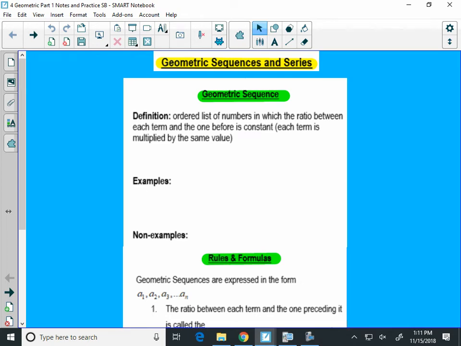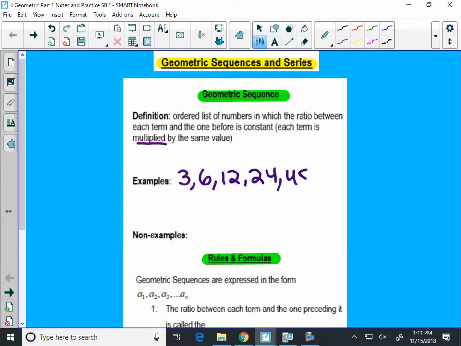So a geometric sequence is still a pattern, a list of numbers, but the thing about geometric is that you multiply to get from one term to the next. For example, if you start with 3 and you multiply by 2 every time, you'd have 3, 6, 12, 24, 48, on and on and on. So that would be a geometric sequence, right?